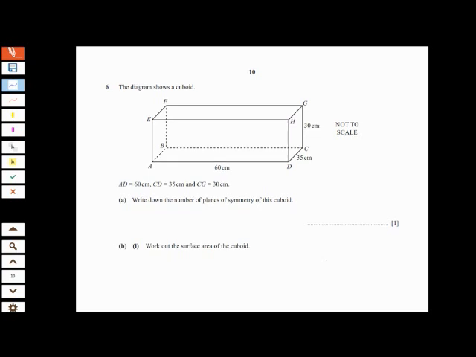Now moving on to the next question. Write down the number of planes of symmetry of this cuboid. So basically, you can do it manually first.